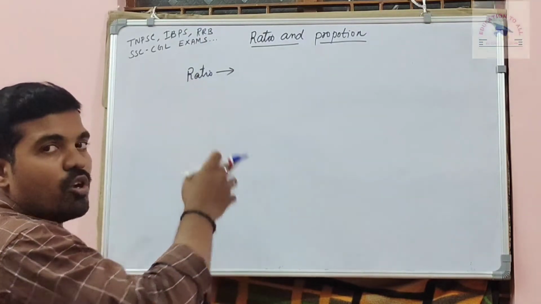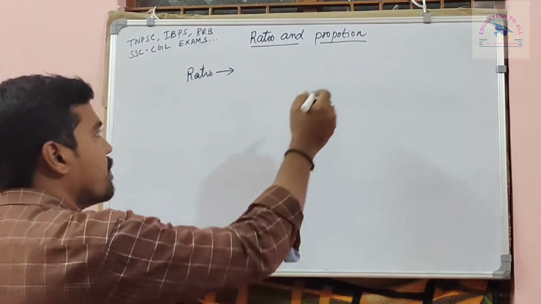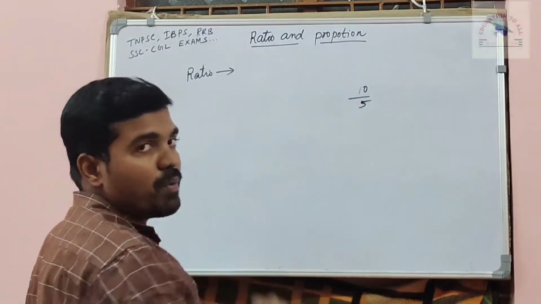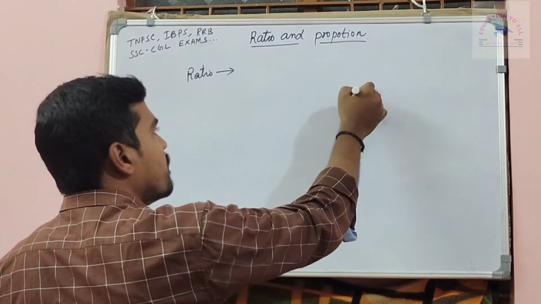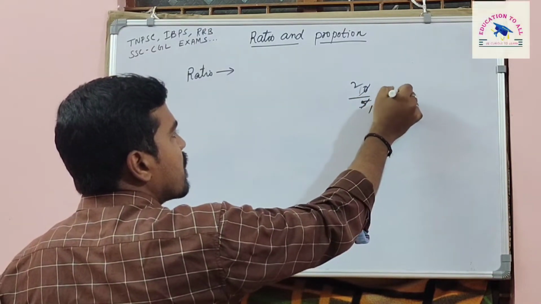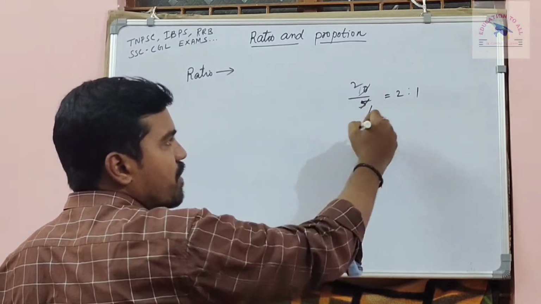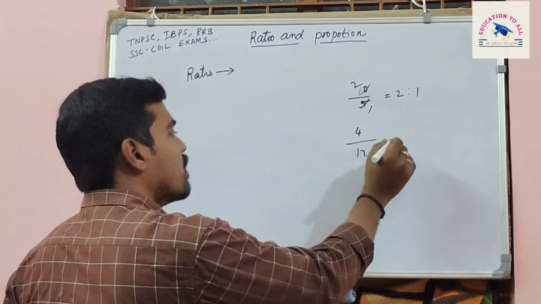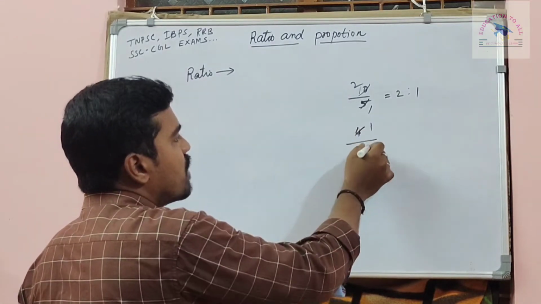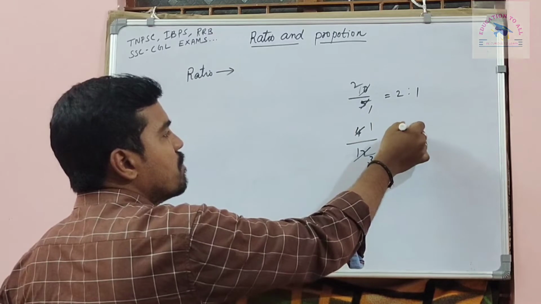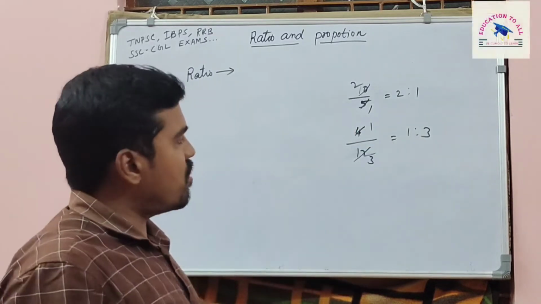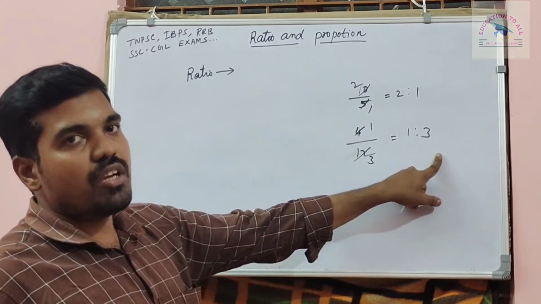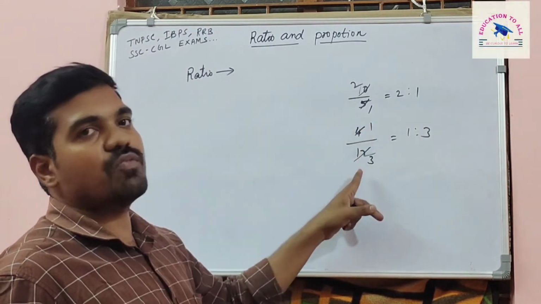I told you the simplest form of the fraction. For example, 10 by 5 is a fraction, but it is not in simplest form, so we can simplify further. 2 fives are 10, 1 five is 5, so 10 by 5 we can write as 2:1. Likewise 4 by 12: 1 four is 4, 3 fours are 12. In simplest form it is 1:3. If you simplify this, we get 1:3. So 1:3 is the simplest form of 4 by 12.